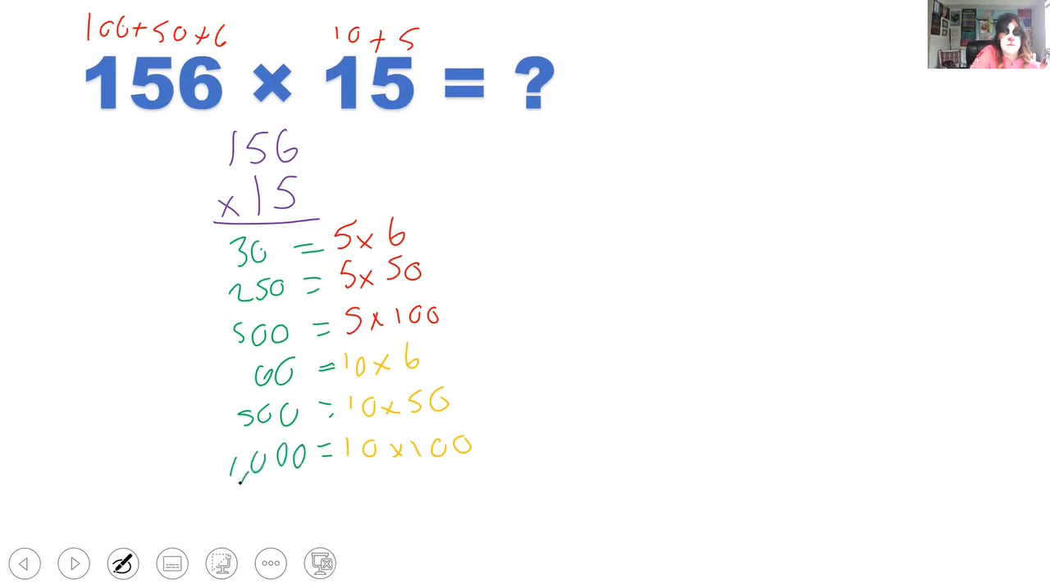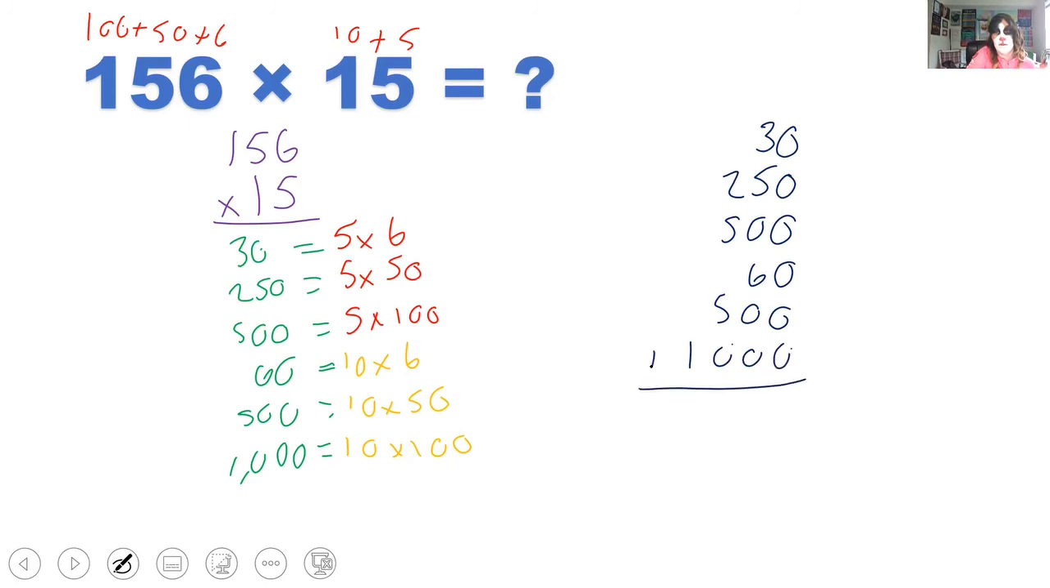Now, none of those numbers line up on place value, so I'm going to write again over here all my numbers. So I have 30 and 250 and 500, and then I have 60, and then I have another 500, and then I have 1,000. Okay, I'm going to add all those together. That entire ones column is full of 0, so I know it's going to be 0. 3 plus 5 is 8. 8 plus 6 is 14.